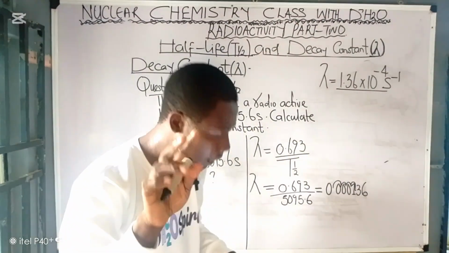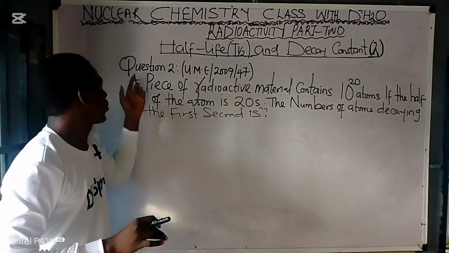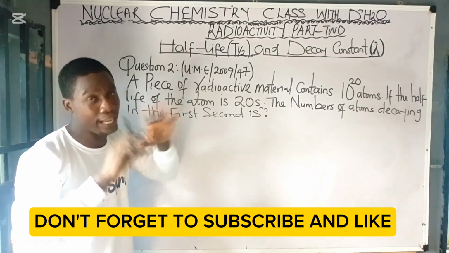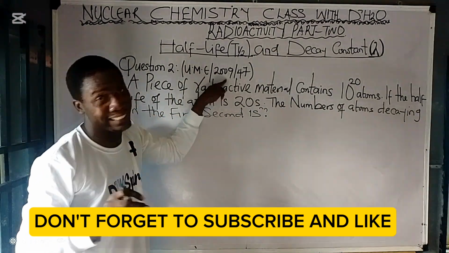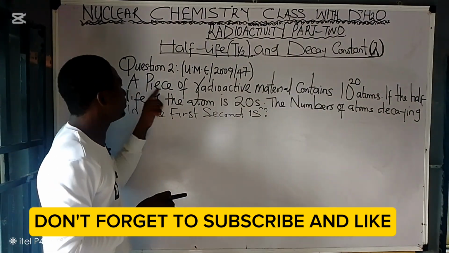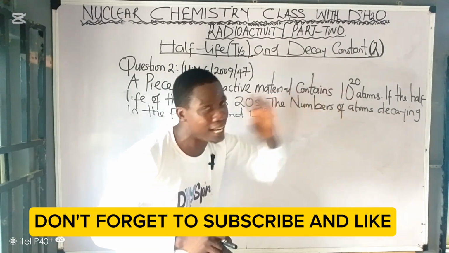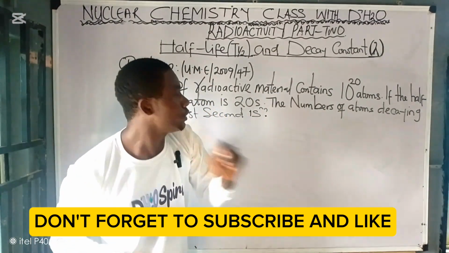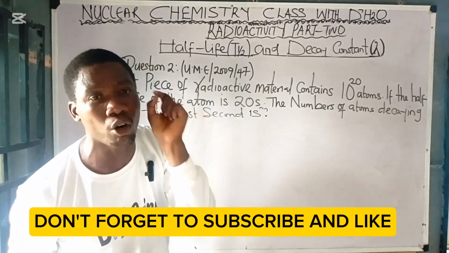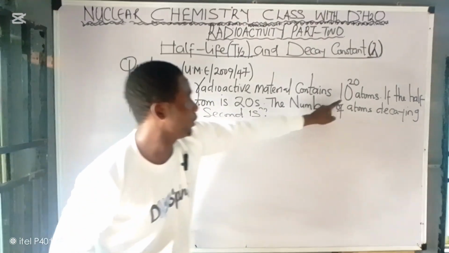Let's take question number 2. Now let's take this second question. Question number 2 is from JAMB exam, that's the University Matriculation Examination 2009, question number 47. Let's take this question. A piece of radioactive material contains 10 raised to the power of 20 atoms. Now, 10 raised to the power of 20 atoms is the number of atoms that was originally or initially present.